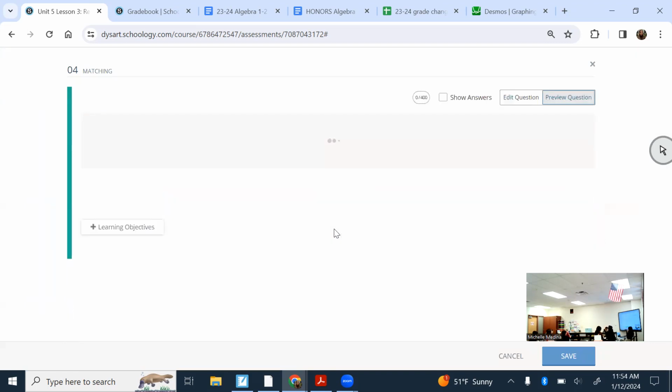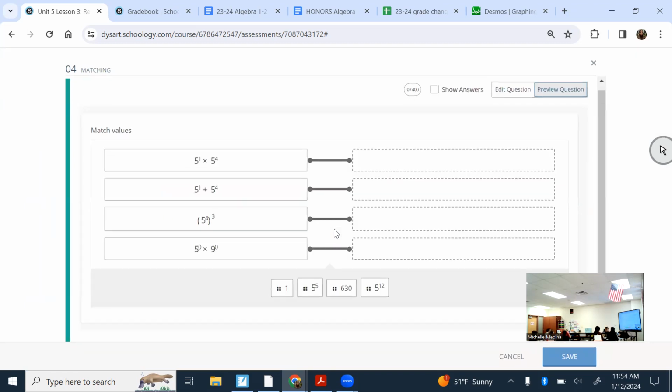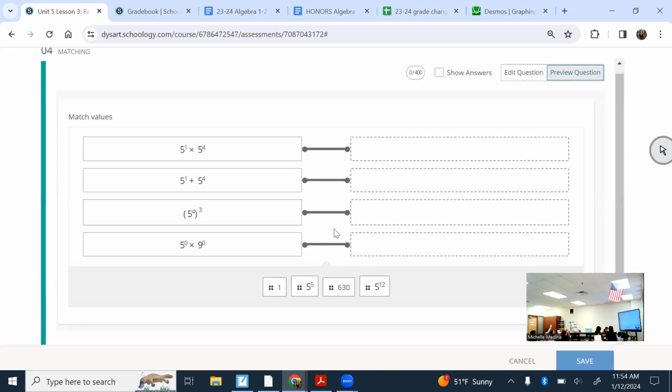Okay, so the matching one. So for those of you that had algebra, hopefully it makes sense already. For those of you that didn't have it yet today, that paper that I gave you, the front of it has exponent rules.